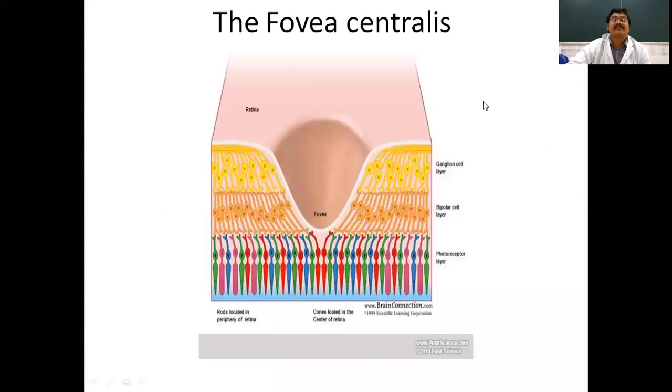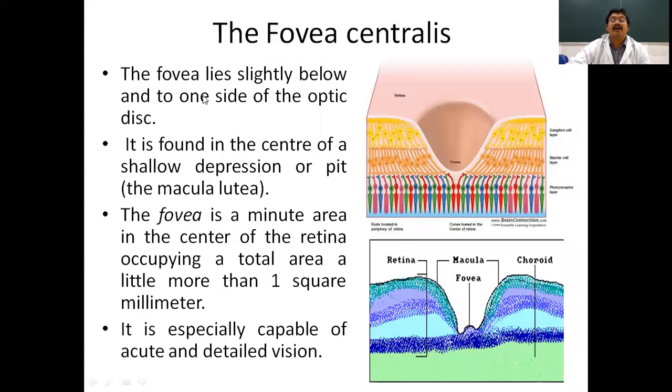If you look at the fovea centralis, so many layers are missing, pulled out, so that the light can easily enter the fovea. The fovea lies slightly below and to one side of the optic disc. It is found in the center of the shallow depression, the pit of the macula lutea. The fovea is the minute area in the center of the retina, occupying a total area of a little more than 1 square millimeter. It is responsible for the visual acuity of the eye.